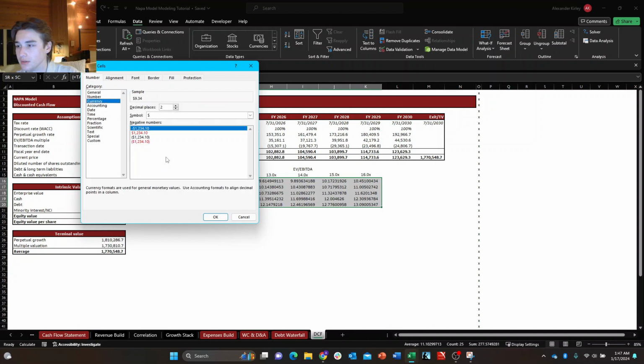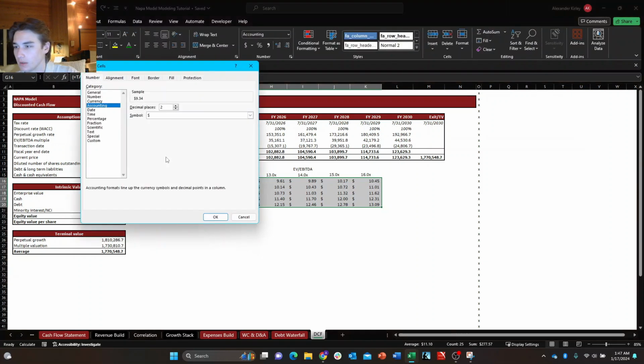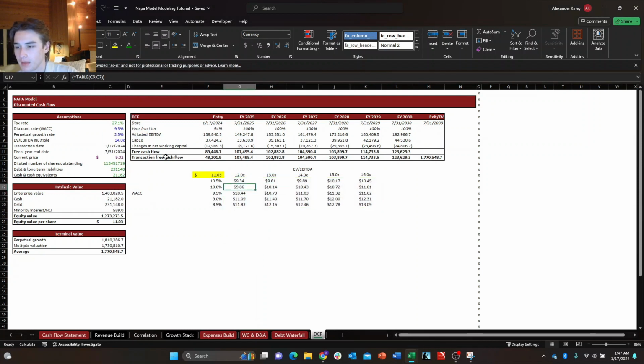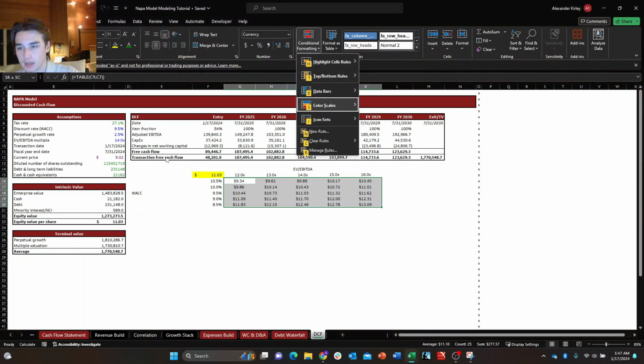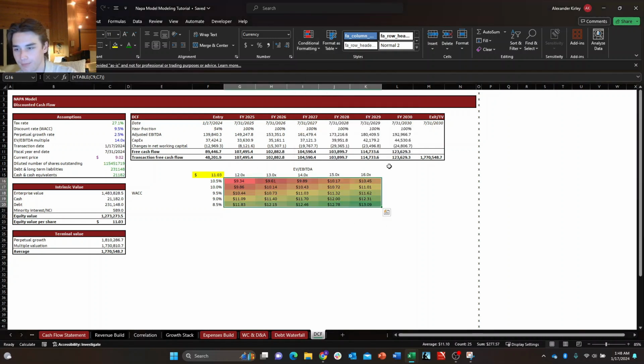Turn these into this. We'll actually do a currency here. Center those there. Now we also want to make these look better, right? So what we're going to do is conditional formatting. So Alt-HL, color scales, and I like this first one, so you can see here, red, and then green, 13.09. Excellent.